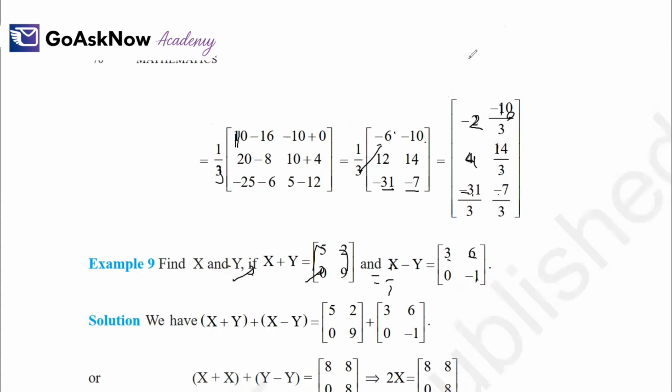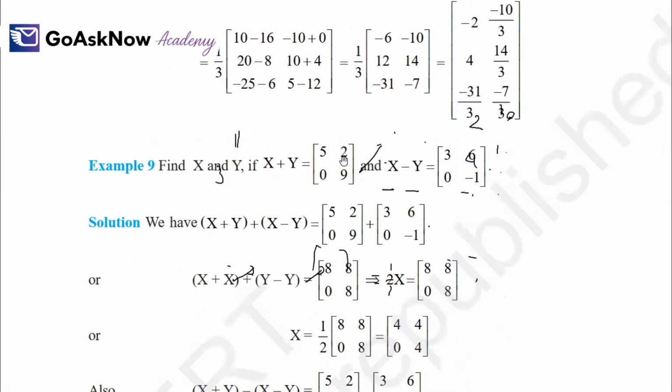Okay, let's move further and see the next part. Find x and y if x plus y is equal to 5209 and x minus y is equal to 3 6 and 0 minus 1. So here you have to find out x and y, if x plus y is this and x minus y is this. So you can write it like what?